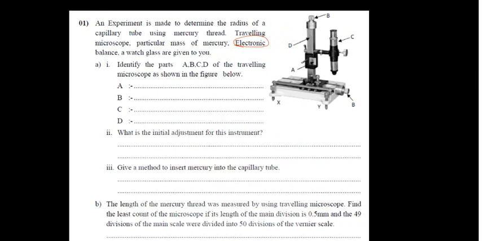And what is the initial adjustment of this instrument? You have to make it perfectly horizontal using what? Adjustment knobs, using what? Leveling screws. These are leveling screws, and you have to keep a certain water balance right here, and using that you can adjust it. Normally they are already set by default, but if not, you have to keep it and balance it.